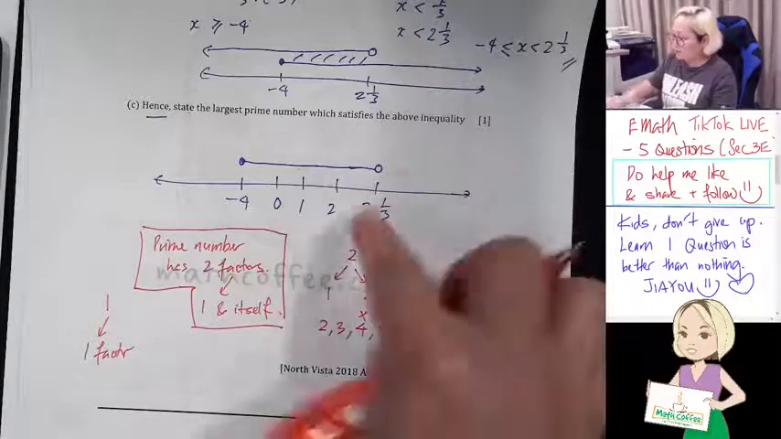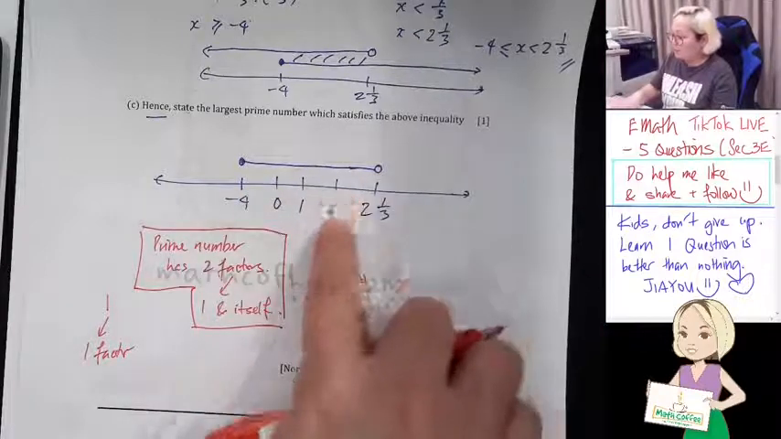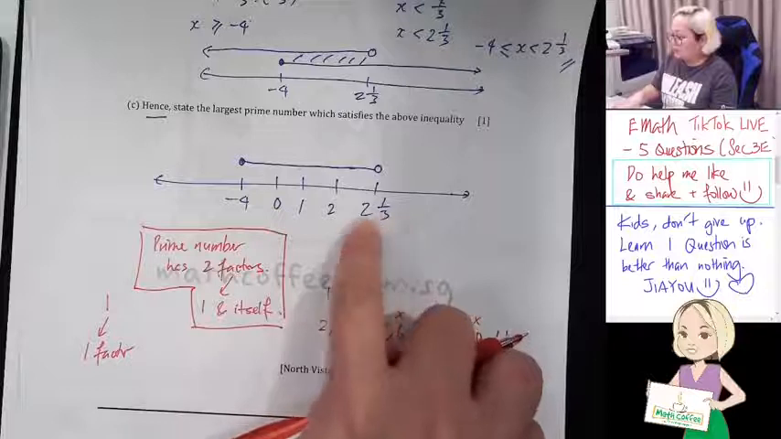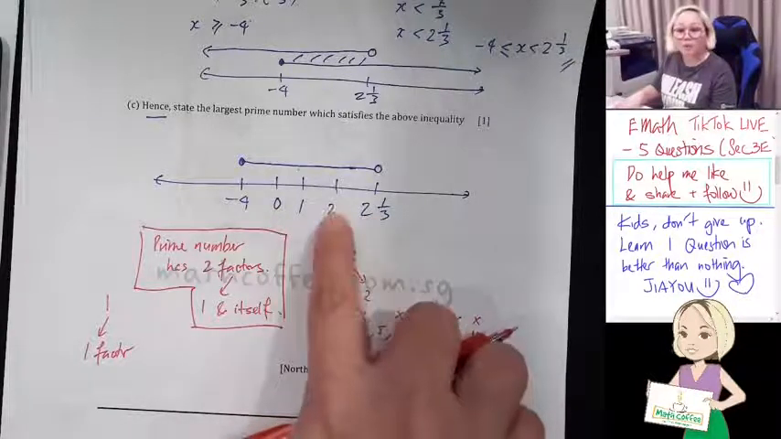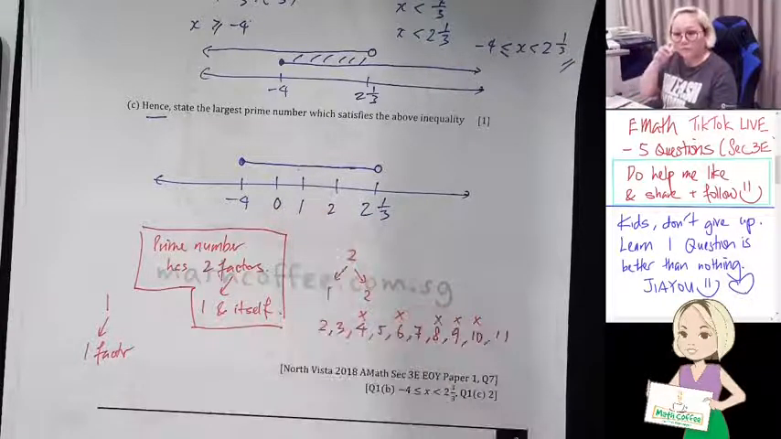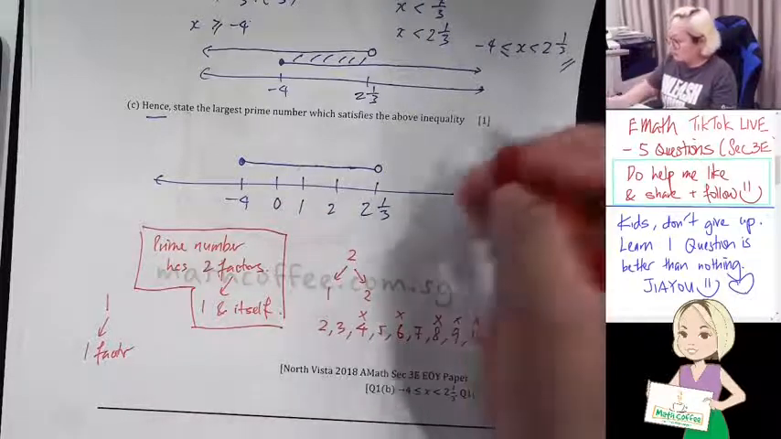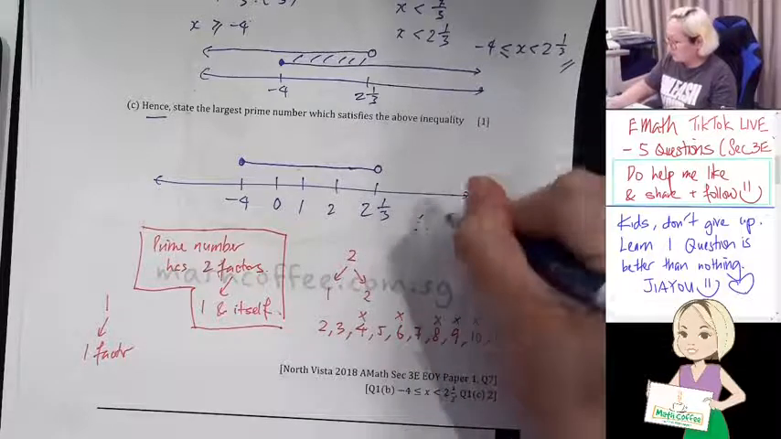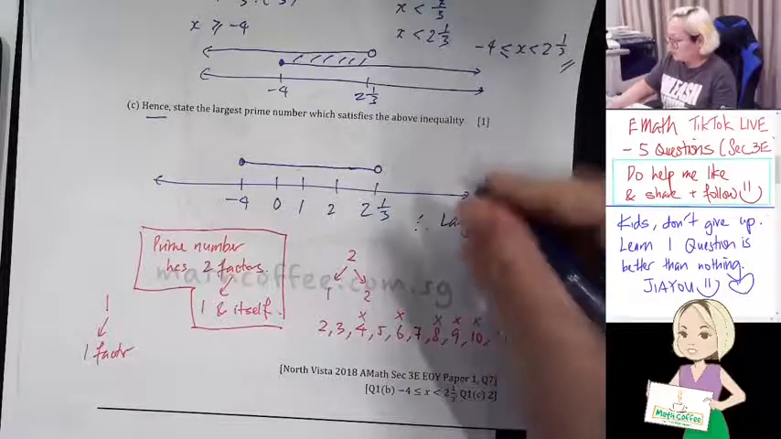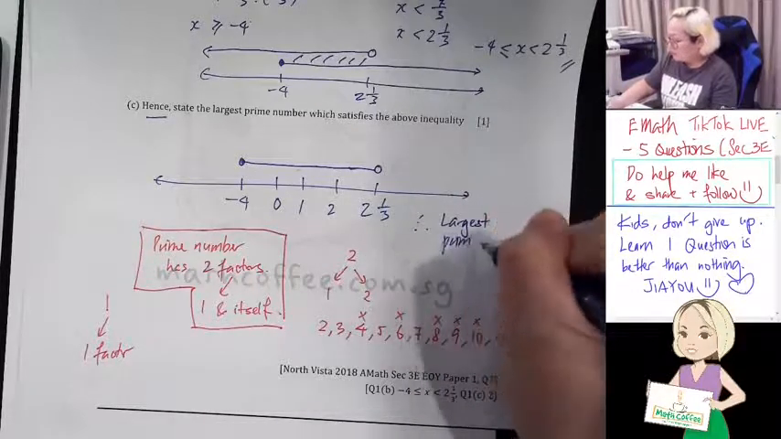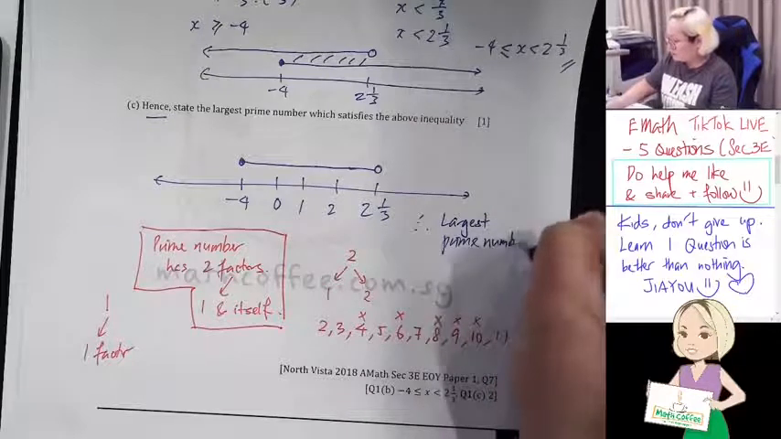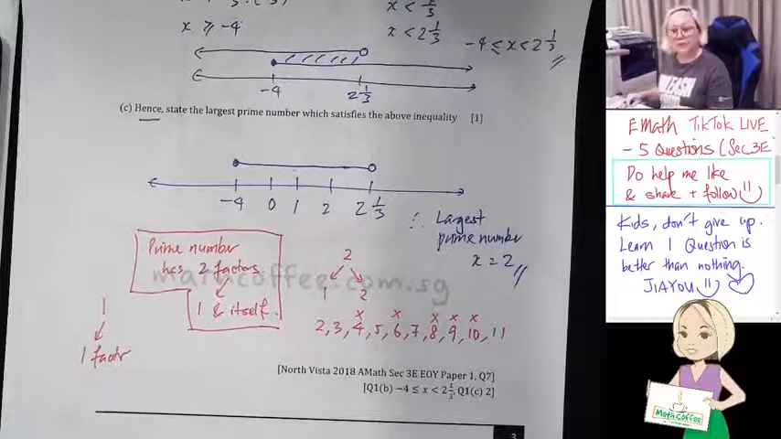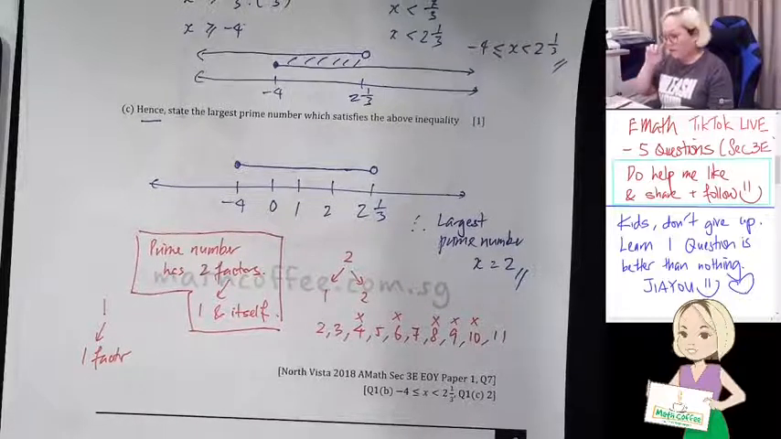So in this question, the largest prime number is 2 over here, because the next integer that is less than 2 1/3 is 2. Okay? So you will say, therefore, the largest prime number x equals 2. So that is for this question, part C.